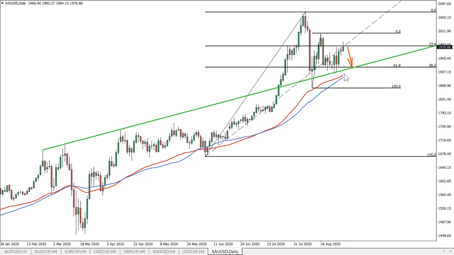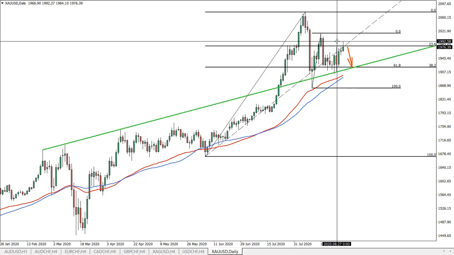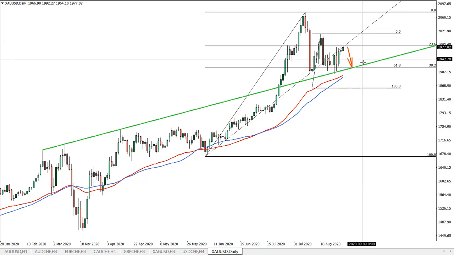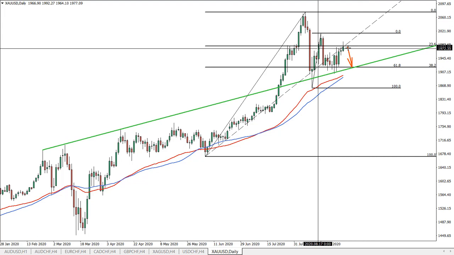So all in all, this is only a correction to the downside that I would expect only as long as current resistance holds. So we need to see the daily close, whether it will be above or below the current price, and if it is going to be below, we should expect the downtrend. Now if price will move above this area, more importantly, if there will be a daily close above, I think the market will become extremely bullish. But so far it looks like there is a correction going on.